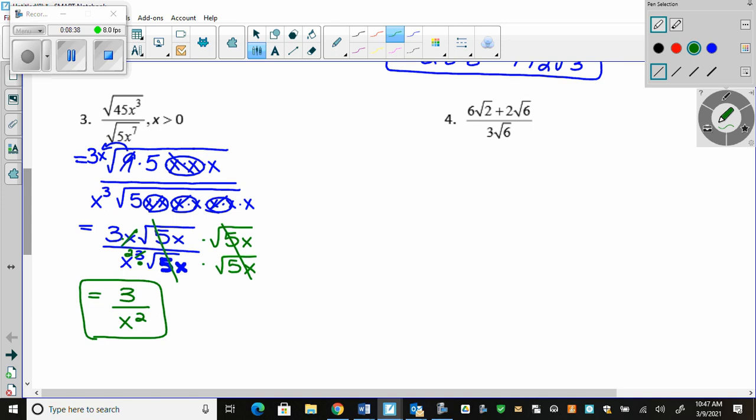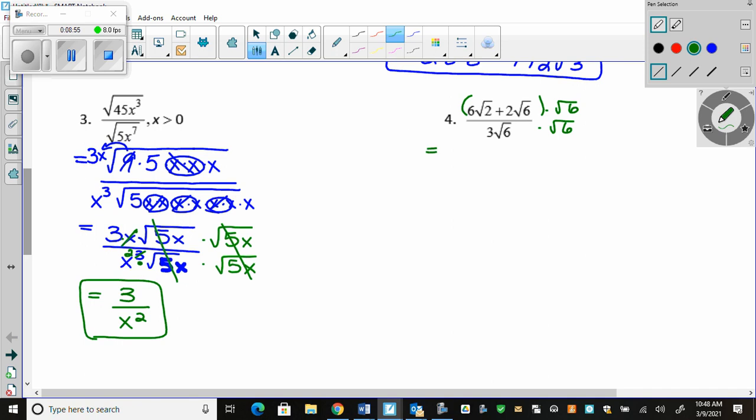Number 4, I can't reduce any of them. I have root 2, root 6, root 6. But I have 3 root 6. Am I going to multiply by 3 root 6? It's a monomial. I only have to multiply by the? Yeah, the root. So root 6, root 6.